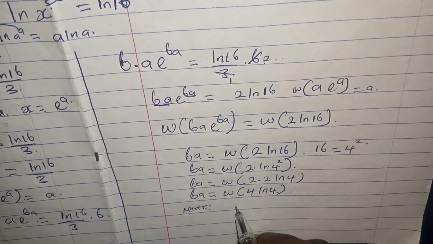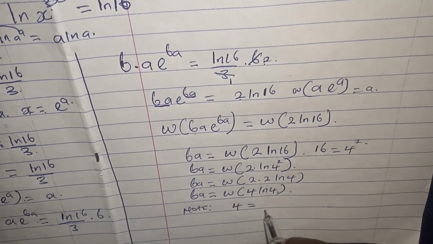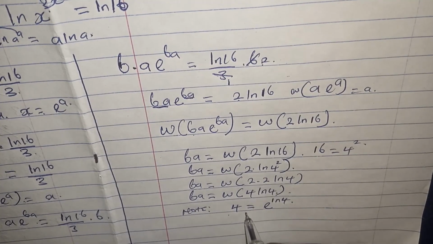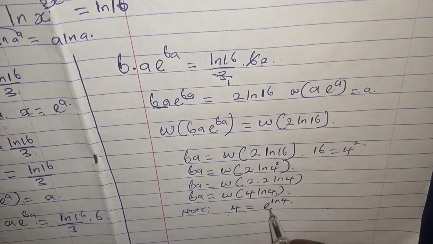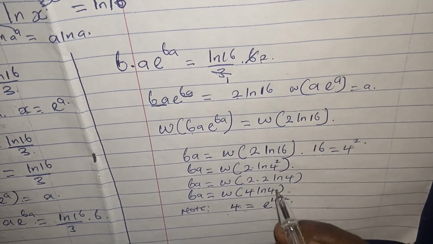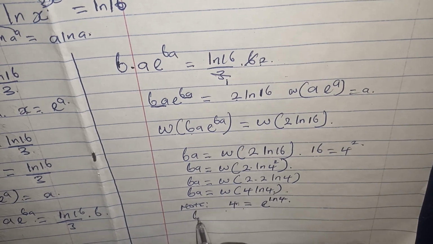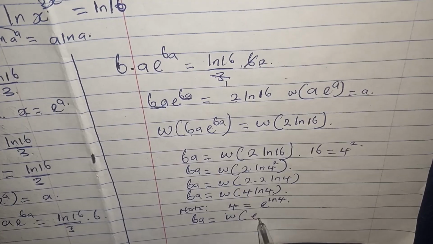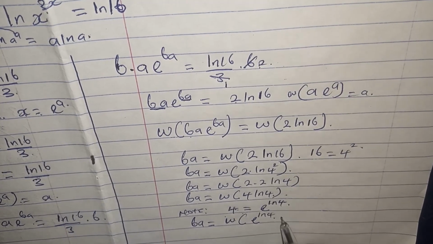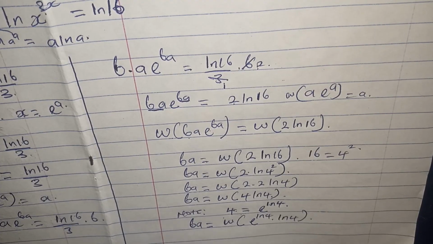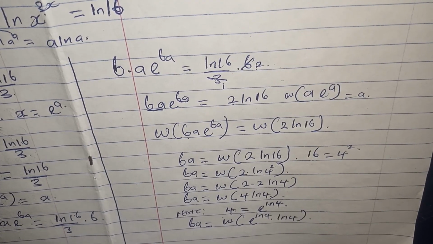Note, you have to note something. From here, 4 is equal to exponent of ln 4, because this exponent will cancel this ln, so we are left with this 4. So in the place of 4, we can put exponent of ln 4. So we have 6a equals the Lambert W function into exponent of ln 4 times ln 4, close bracket. This is what we now have.